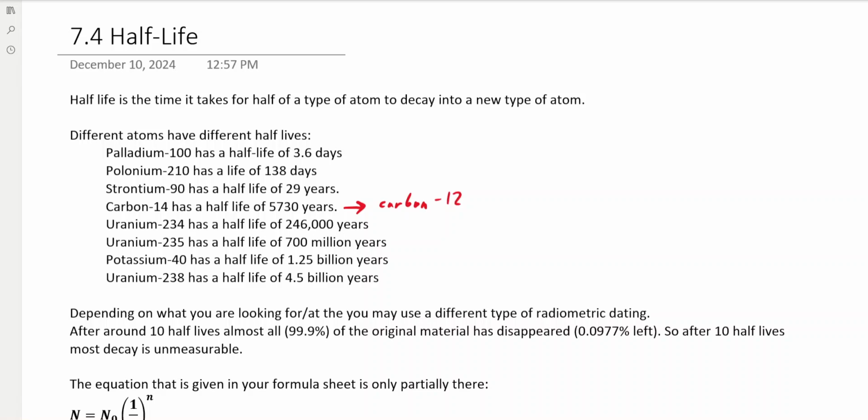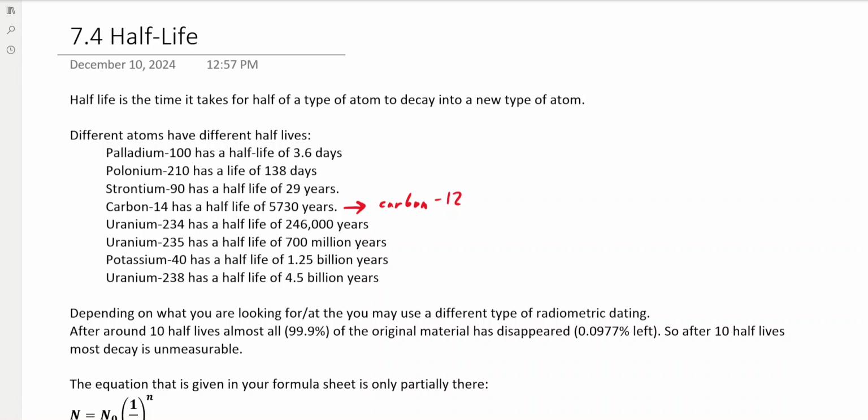But this takes a long time, right? So if you have 1 million atoms of carbon, 500,000 will have turned into carbon-12 after 5,730 years. Or a better way to say that is 50% of them will have turned into this after that much time.